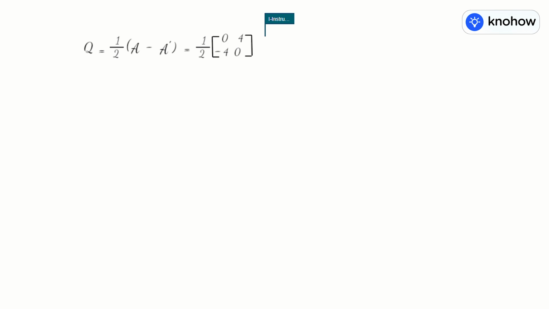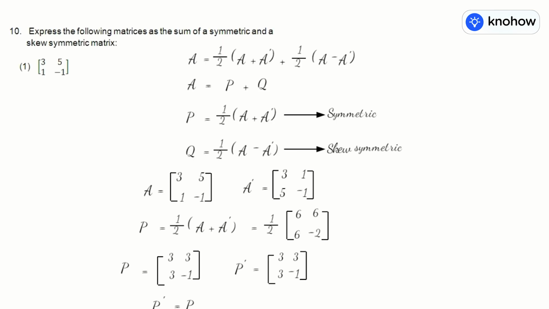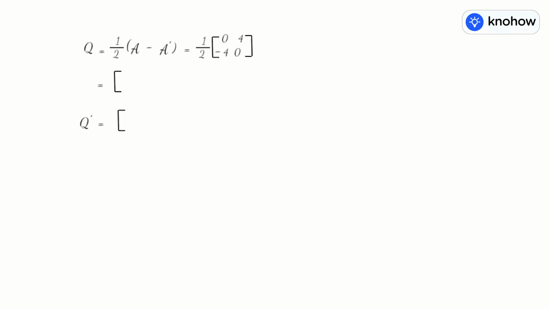Now work out the value of Q dash, interchanging the row and column. Just wait for a minute. We wanted to get the value of Q as half, so first of all, work out half, which means multiply each element by half. You get 0, 2, minus 2, 0. So what is the value of Q? It is half times (A minus A dash), which finally we get 0, 2, minus 2, 0.